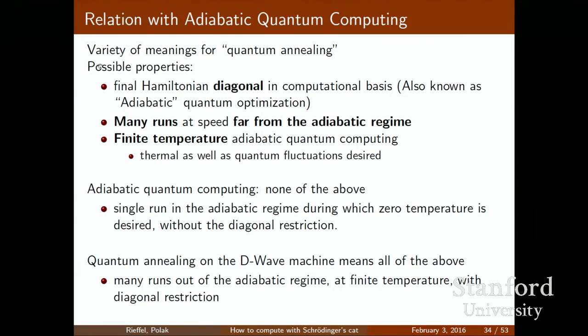Also, the emerging quantum annealers, the earliest quantum annealers, come from D-Wave. And they run in the regime that I've mentioned for quantum annealing. So you can only specify a final Hamiltonian that corresponds to a classical cost function, and you need to run quickly, and it's definitely at finite temperature.